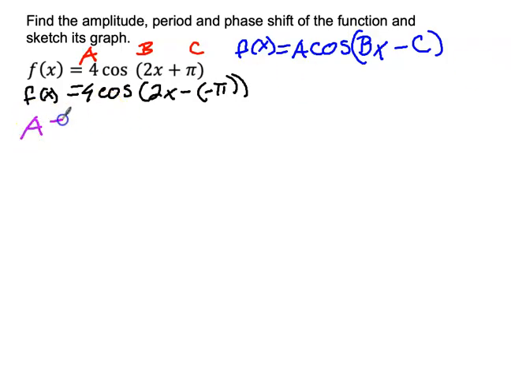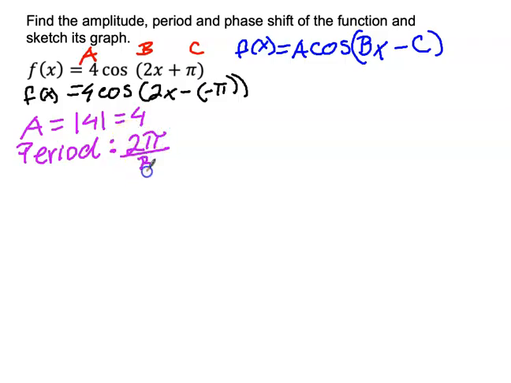So amplitude is the absolute value of 4, and that equals 4. Then we're going to write down the period. So the period for sine and cosine function is 2 pi, but in this case we have 2 pi divided by b, which equals 2 pi divided by 2, and that is pi. Okay, 2 and 2 cancel, and we have pi. So that's the period. Now we're going to look at the phase shift.